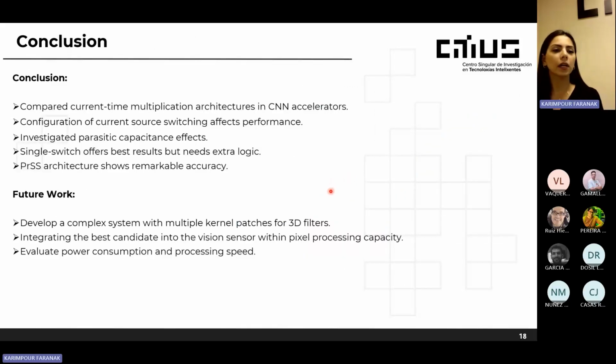In summary, we compared current time multiplication architectures in CNN accelerators. The configuration of the current source switching affects the performance, and we investigated parasitic capacitance in both structures, PRSS and PSS. At the end, the single switch offers the best results, and the PRSS architecture shows accuracy. For future work, we will develop a complex system with multiple kernel patches, integrate the best candidate into the vision sensor with in-pixel processing capacity, and then evaluate power consumption and processing speed.